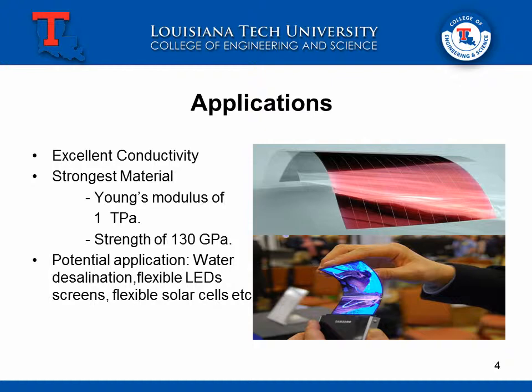Graphene can also be used to make flexible LED screens and flexible solar cells. As you can see in the picture, the top one is the flexible solar cell and the bottom one is the flexible LED screen that can be made possible by using graphene.